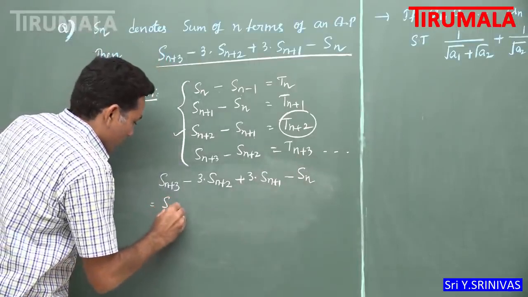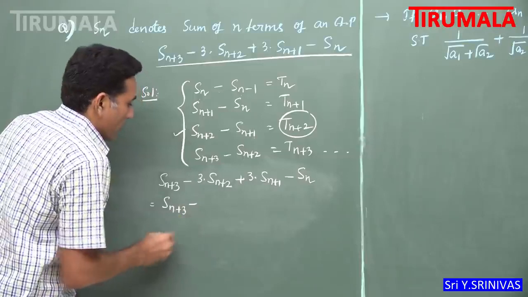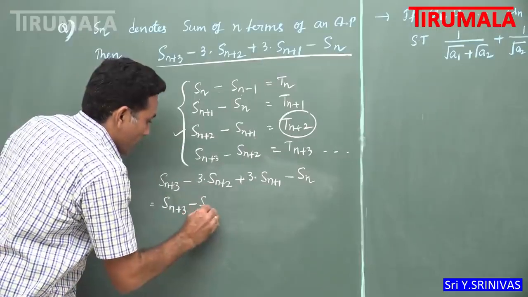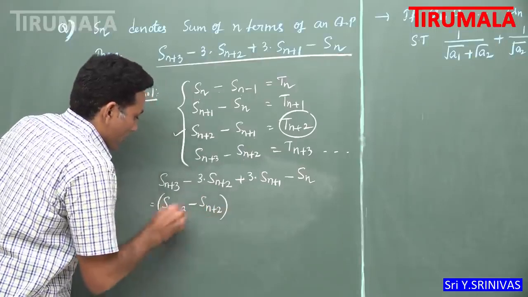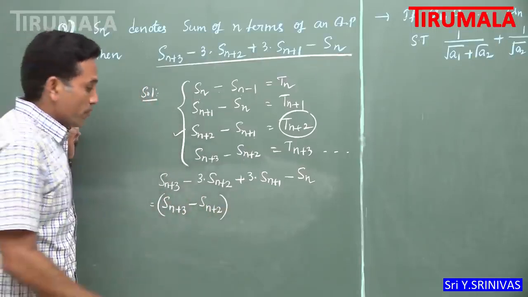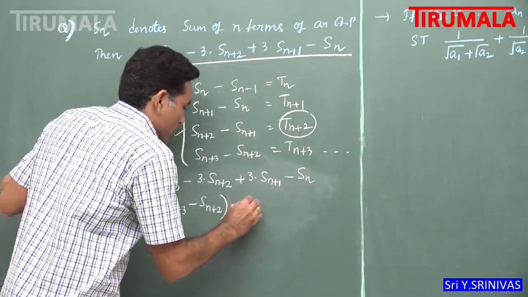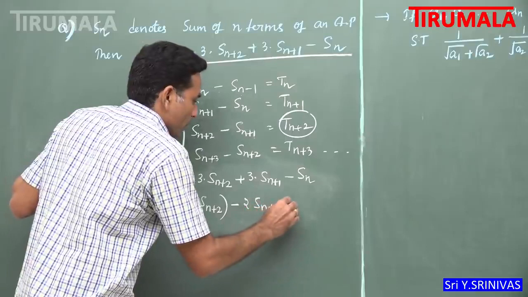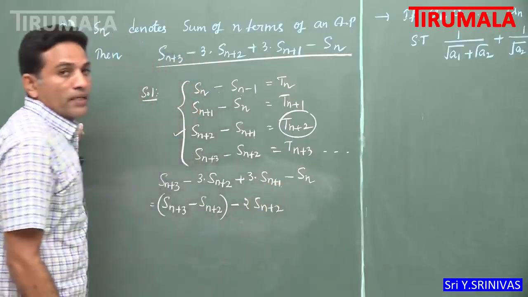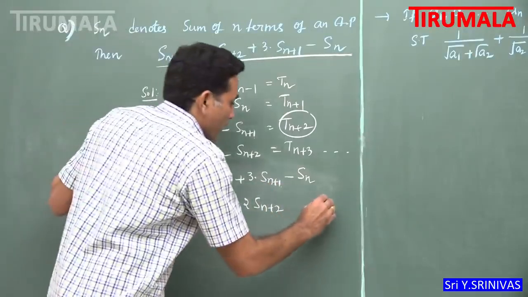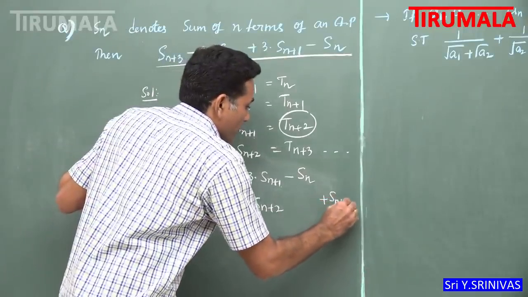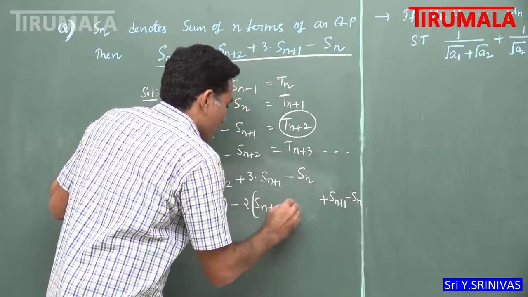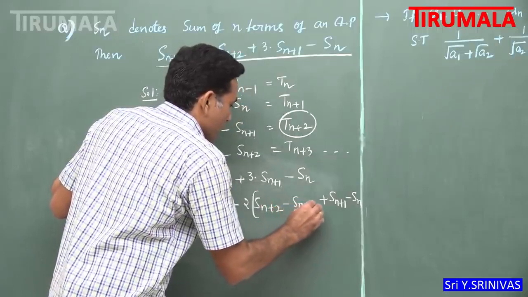Now, I want to write the sum of n plus 3 terms minus 1 time the sum of n plus 2 terms, since 3 times of n plus 2 is there, minus 2 times the sum of n plus 2 terms. Here 3 times the sum of n plus 1 terms, I want to write as 1 time Sn plus 1 minus Sn, and here 2 times Sn plus 1.